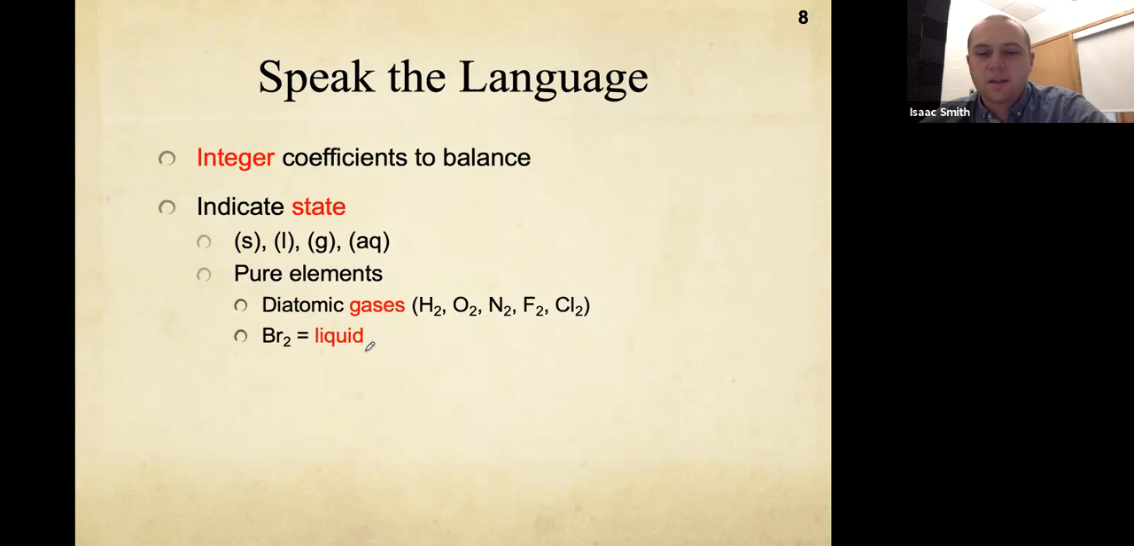Bromine is actually a liquid at standard temperature and pressure. Then iodine is a solid, and carbon on its own is a solid. So carbon would take the form of a diamond, right? Diamonds are carbon, and lead, like pencil lead, is carbon as well, so graphite. Anyway, that's another cool thing you can talk about.